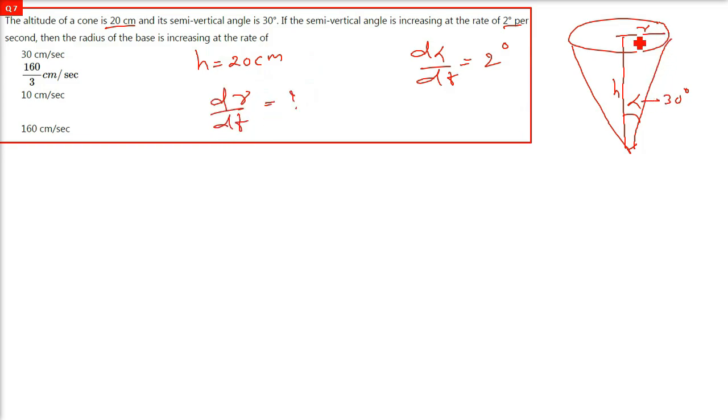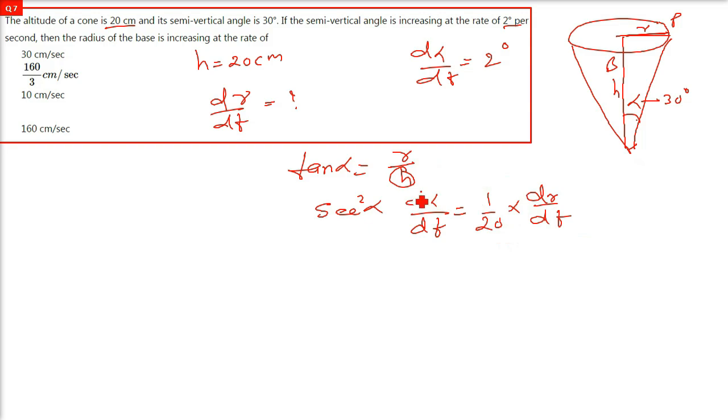So we will use the trigonometric identities here. We have r as perpendicular, h as base for this alpha. So tan alpha is r by h. Let us differentiate. Derivative of tan alpha is sec square alpha times d alpha by dt, and on the right hand side, height is fixed, so we'll just put it as 1 by 20 centimeter, and r gives dr by dt.